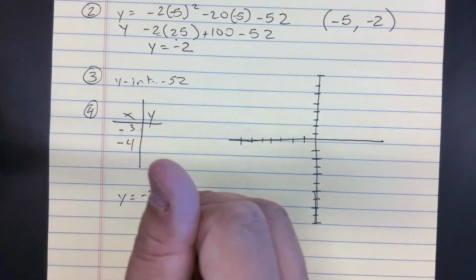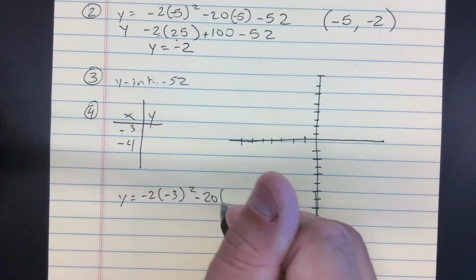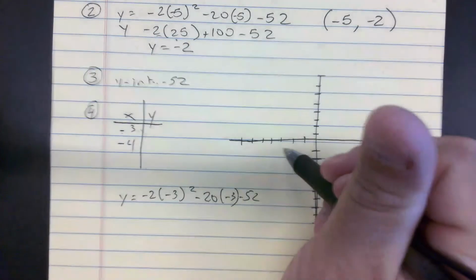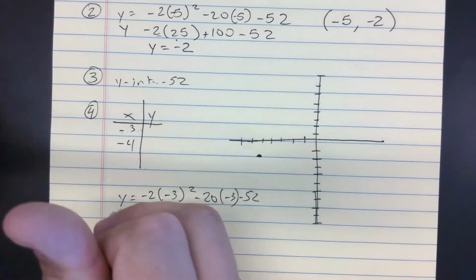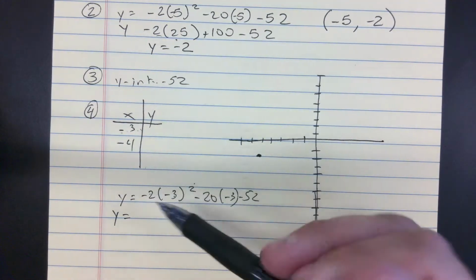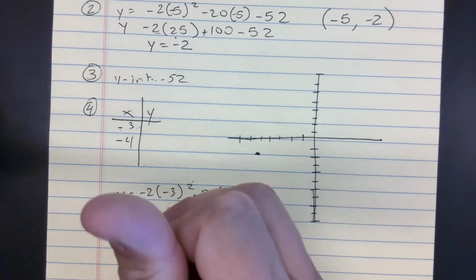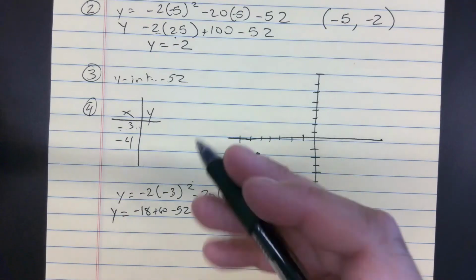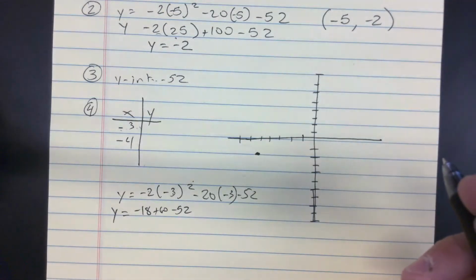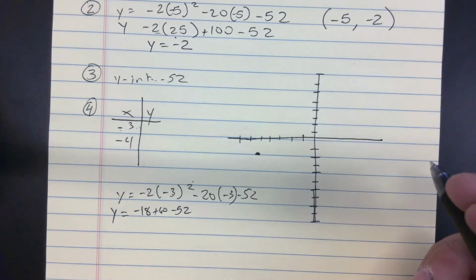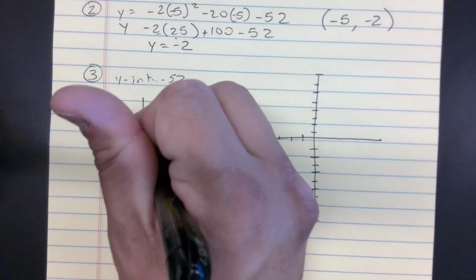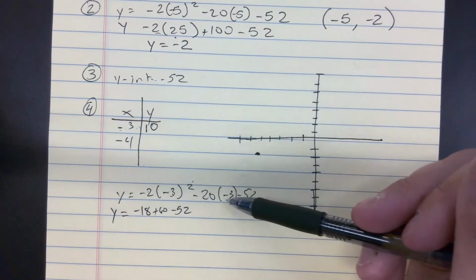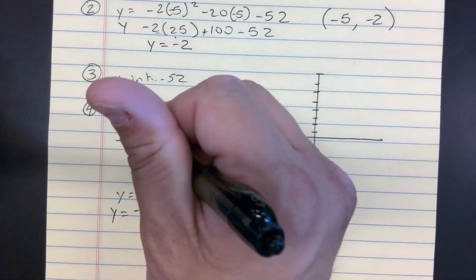Y equals negative 2 times negative 3 squared minus 20 times negative 3 minus 52. So y is going to equal, this is 9, negative 18, plus 60, minus 52. So that gives us negative 10. Is it negative 3 and negative 10? Yes, y is negative 10.